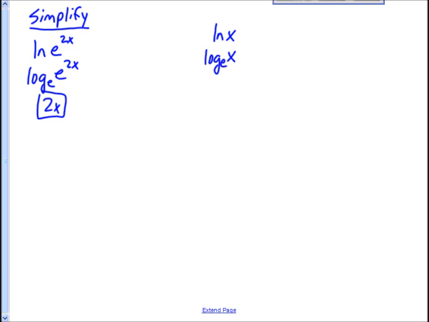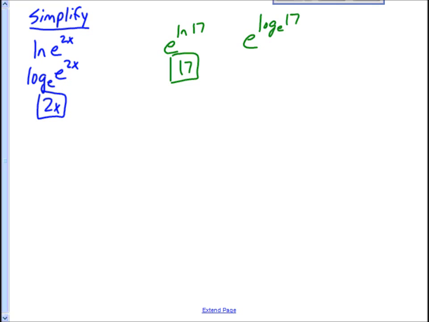And it also goes the other way. So if you have, say, e to the ln of 17, that's just 17, okay? Because that's the same as e to the log base e of 17. So they undo each other and it spits out 17, okay?